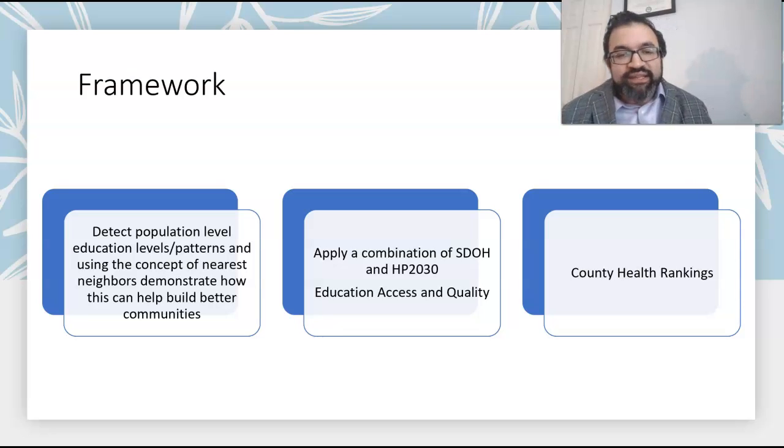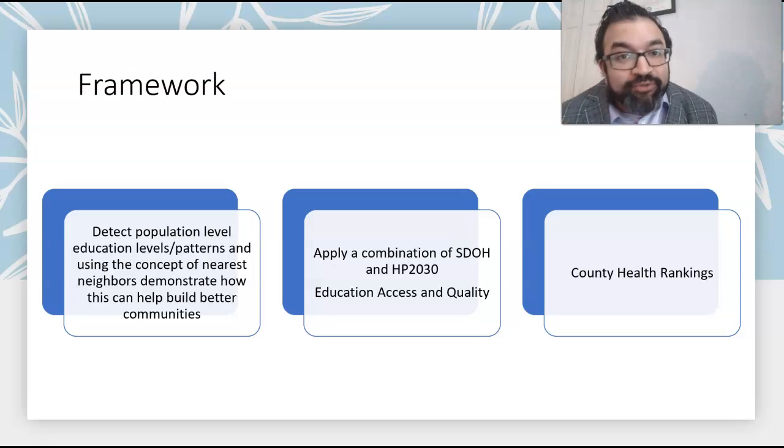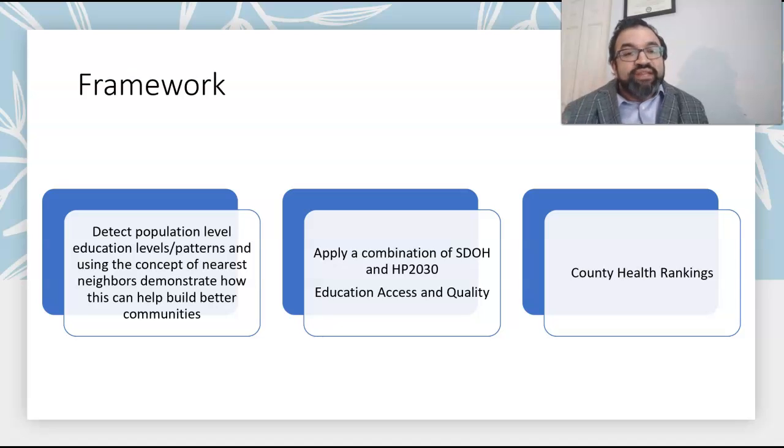We're going to be applying a combination of social determinants of health and Healthy People 2030. Part of the social determinants of health is education access and quality. But it is really important to understand the technique by which we can implement this within the community. Mapping can be a powerful tool and technique by which we take education access and quality, do something actionable about it, and implement it within the community.